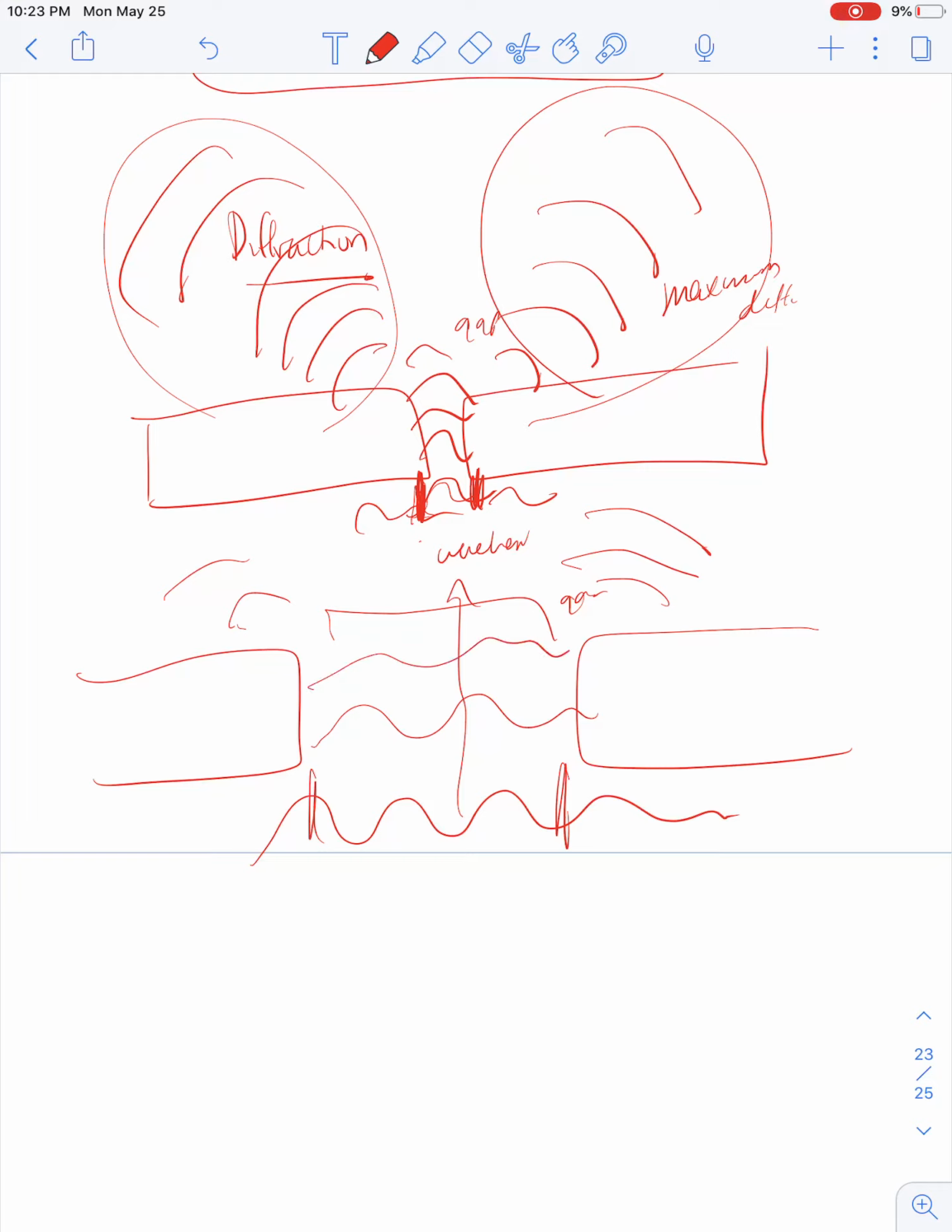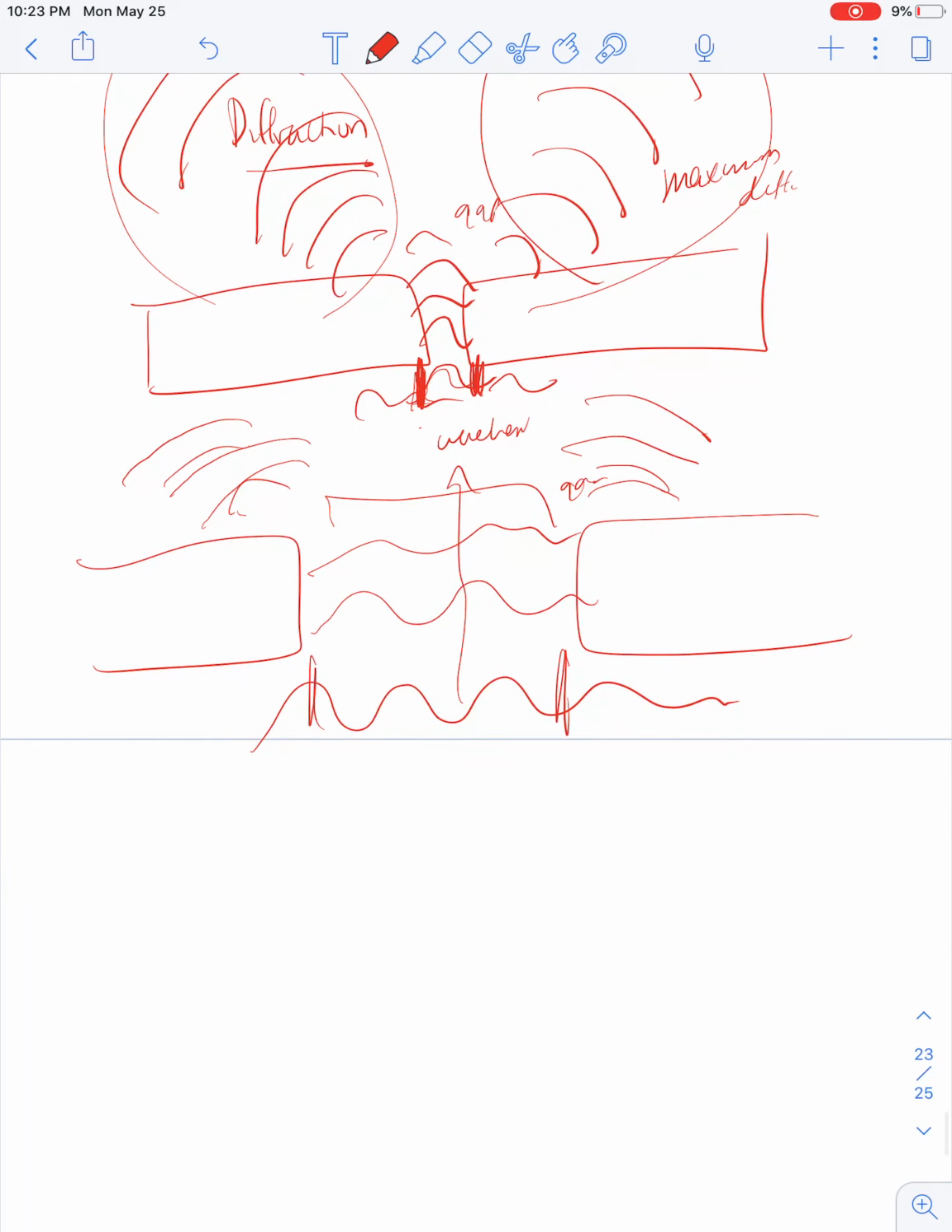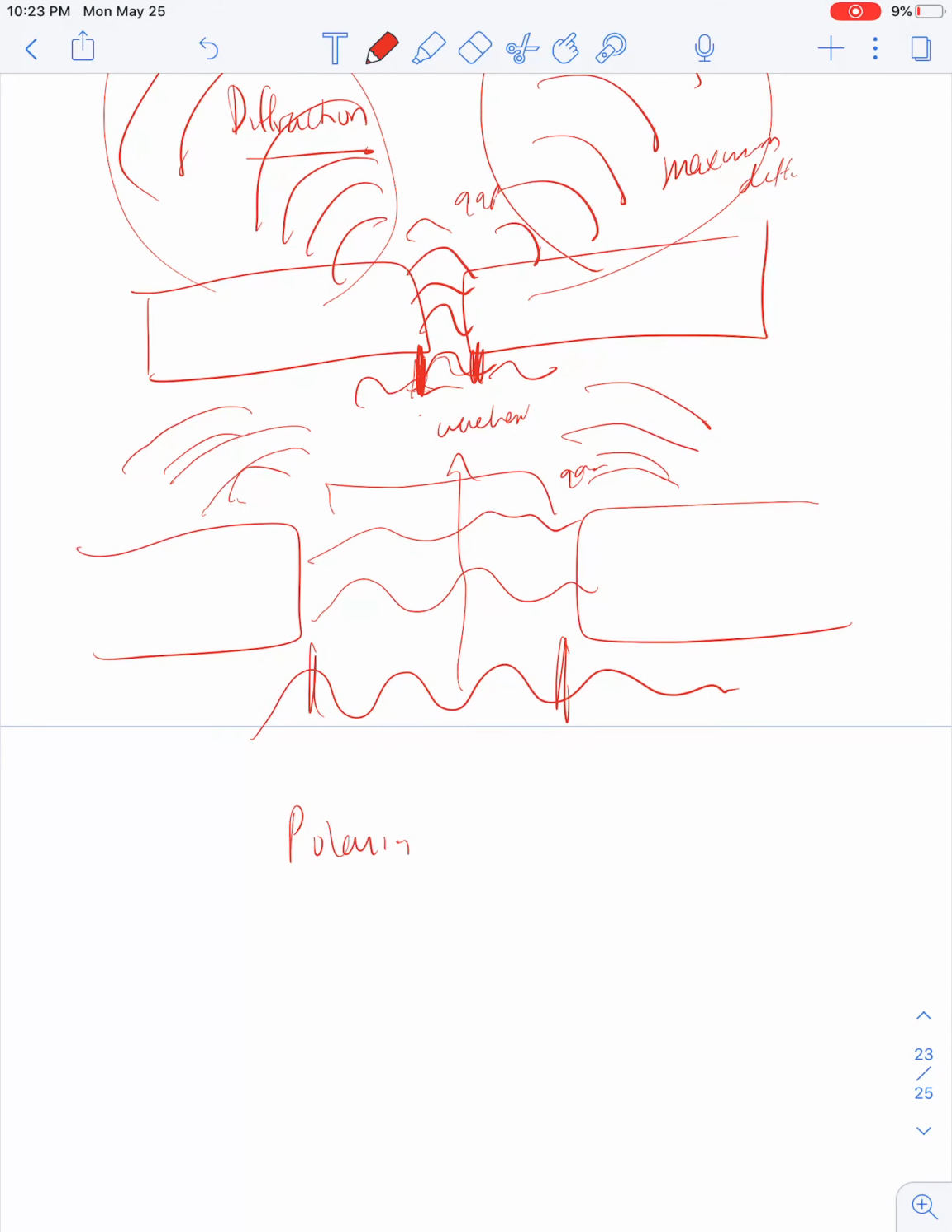If the gap is really big and this whole thing kind of travels through, then you're not going to get as much diffraction. You're going to get less of these waves spreading out from the gap. That is diffraction, and you can see a diagram of it on page 53.